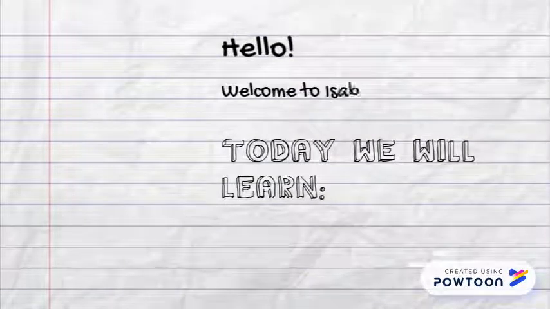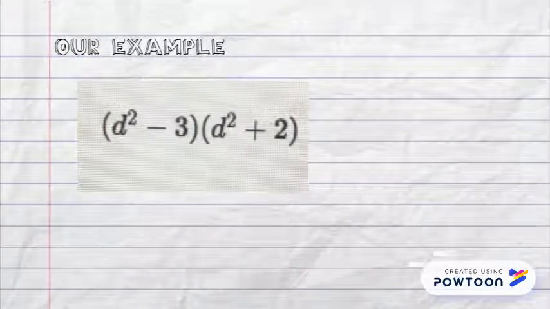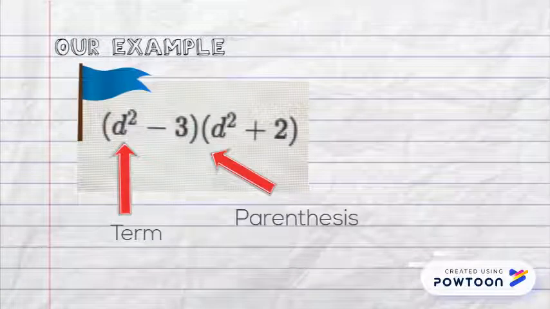Today we will learn about multiplication of polynomials times binomials. Our first example to solve polynomials times binomials will be d squared minus 3 times d squared plus 2.